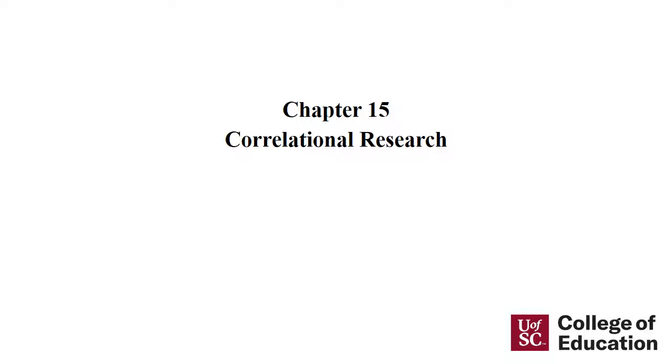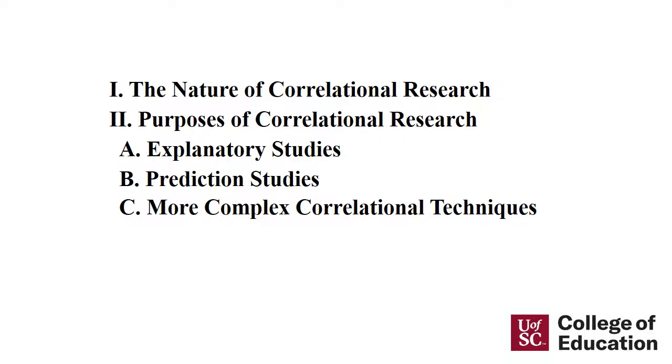This chapter discusses the nature of correlational research, provides several examples of correlational studies, and describes some of the problems involved in conducting such research. The nature of correlational research. The major characteristic of correlational research is seeking out associations among variables.